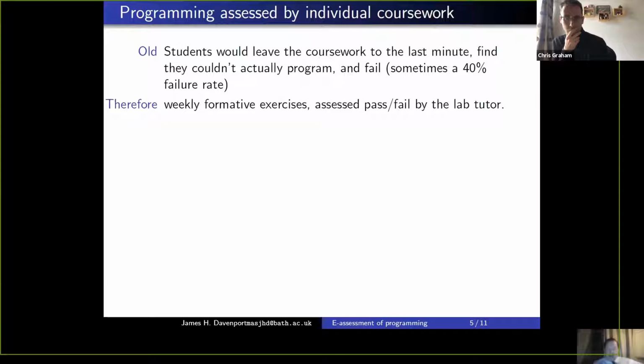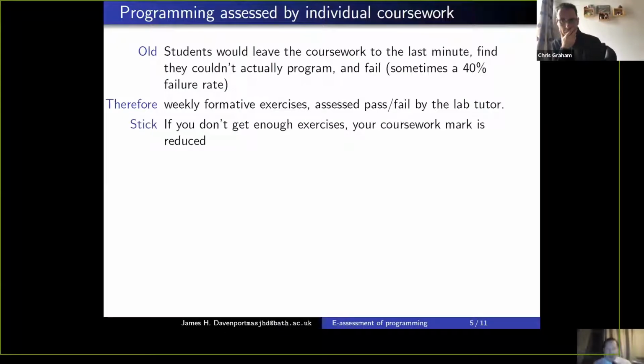So therefore, the solution, which I picked up from a colleague in Canada, was to have weekly formative exercises, which were assessed on a pass-fail basis by the lab tutor. Is it computing the right thing? And we set exercises such that it was easy for the lab tutor to verify that. The stick was, if you don't get enough exercises, your coursework mark is reduced. We did that for a few years until we had enough data.